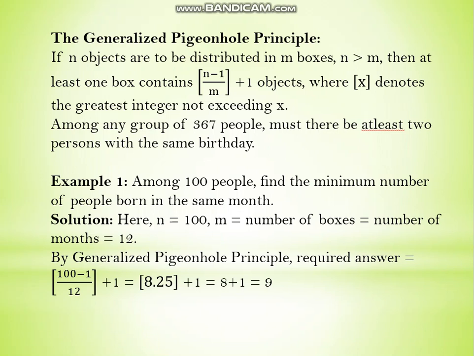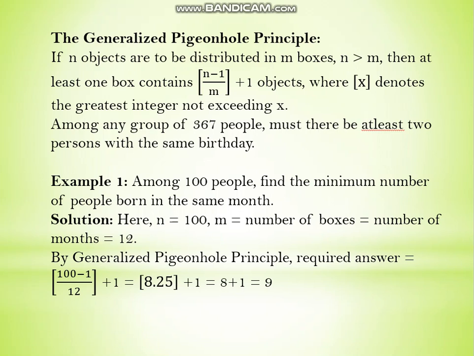So here in the generalized pigeonhole principle we can say exactly how many extra objects are there in a box. So suppose any group of 367 people are there, there must be at least two persons with the same birthday. Since 367 minus 1 divided by 365 will be 1, plus 1 is 2.